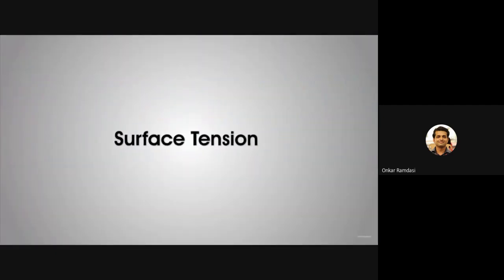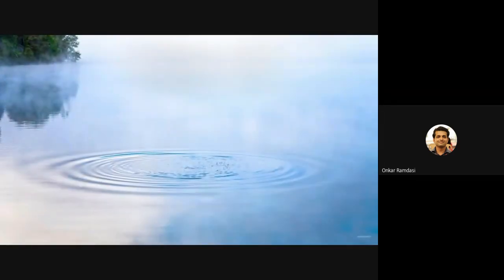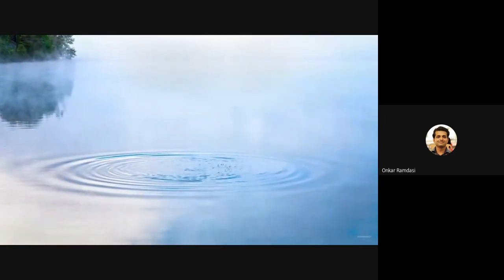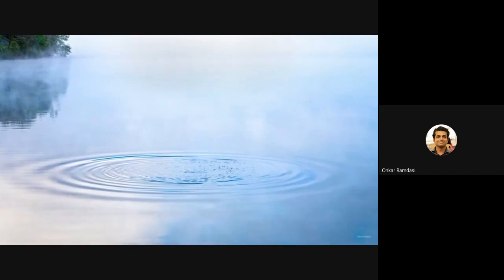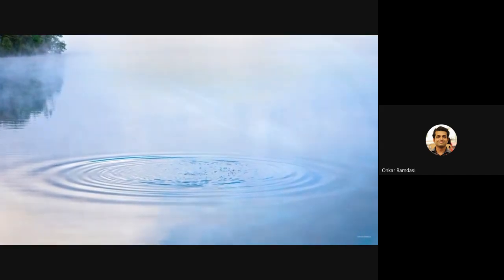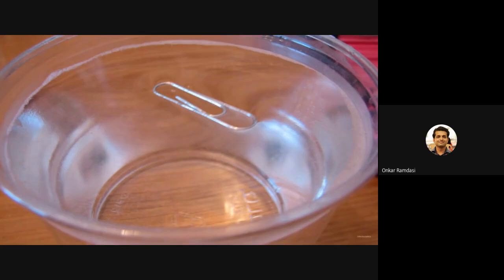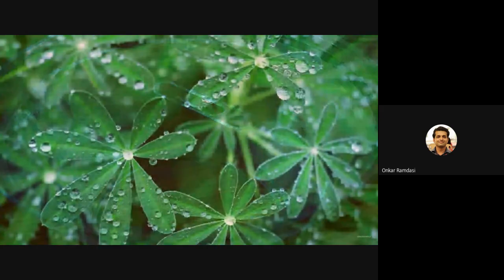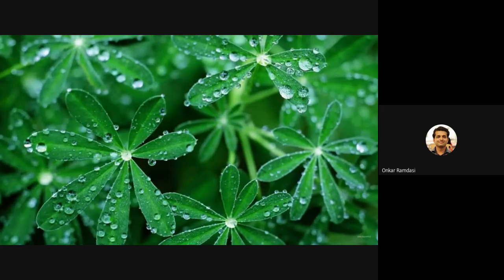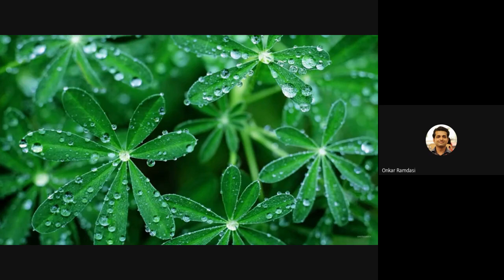Surface tension. Surface tension is the property of a liquid by virtue of which its free surface at rest behaves like an elastic skin or a stretched membrane with a tendency to contract so as to occupy minimum surface area.